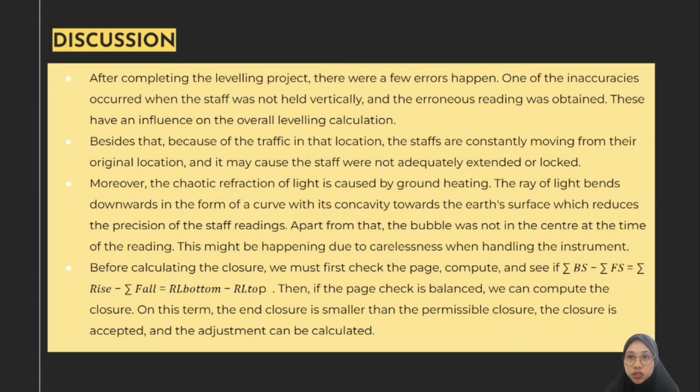Before calculating the closure, we must first check the page, computing to see if total backsight minus total foresight equals total rise minus total fall equals reduced level bottom minus reduced level top. Then, if the page check is balanced, we can compute the closure. In this case, the end closure is smaller than the permissible closure. The closure is accepted and the adjustment can be calculated.